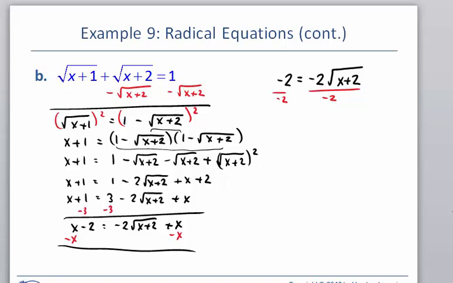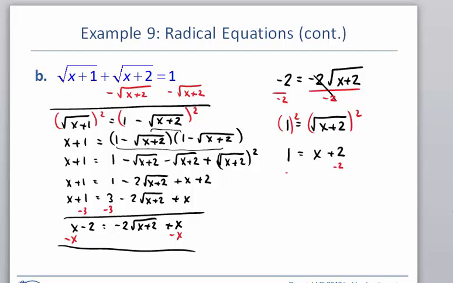On the left, we're going to have -2 over -2. That's 1. They'll cancel on the right, leaving me the square root of x plus 2. Okay, so now we're ready again to raise both sides to a power to get rid of the radical. And so that power again would be the second power, which is going to give me 1 is equal to x plus 2.